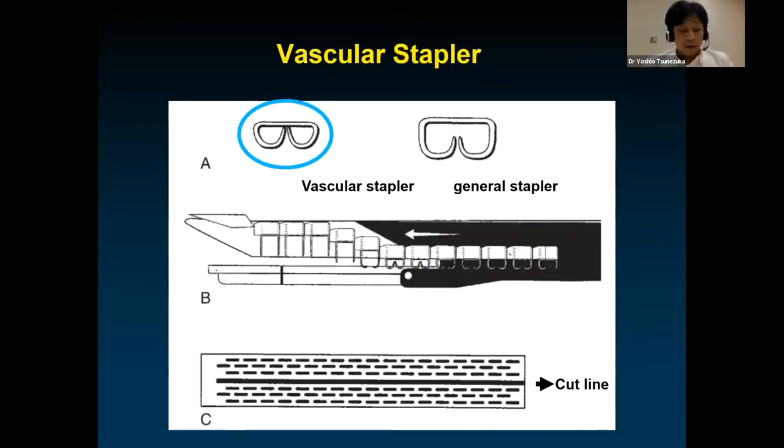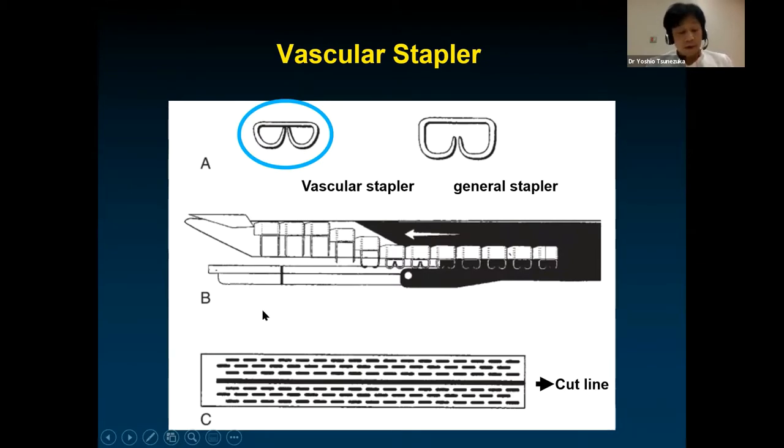This slide shows the construction of vascular staples and staplers. As you can see in figure A, the vascular staple is different from other staplers. A vascular staple forms a tighter B shape than a general staple. Figure B is a linear stapler jaw from the side view.